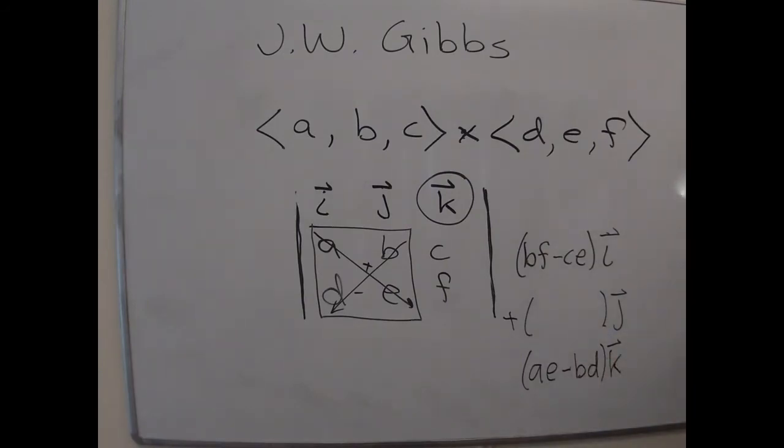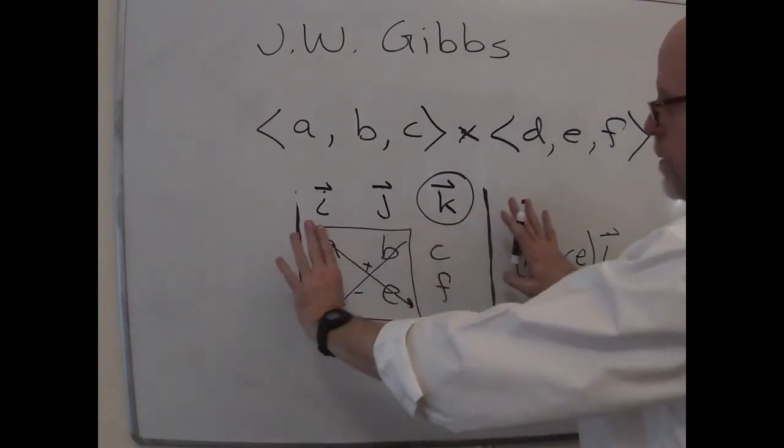So why did I want to skip J? Because there's a slight complication with J in that you have to think about this not as being on a flat.